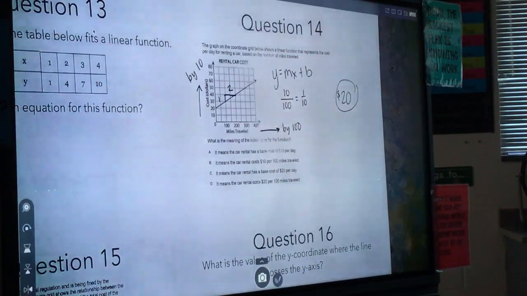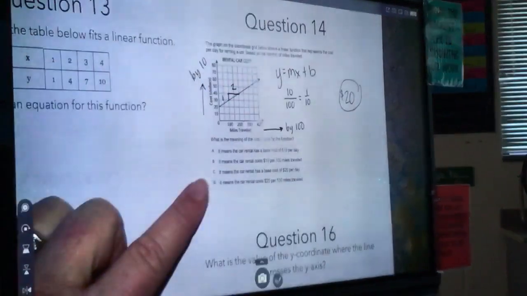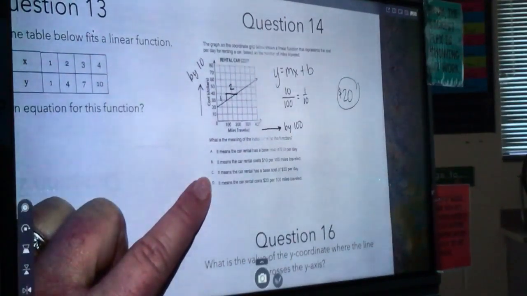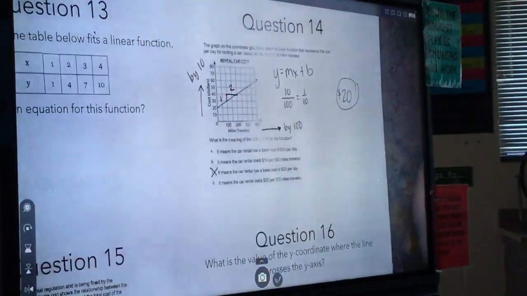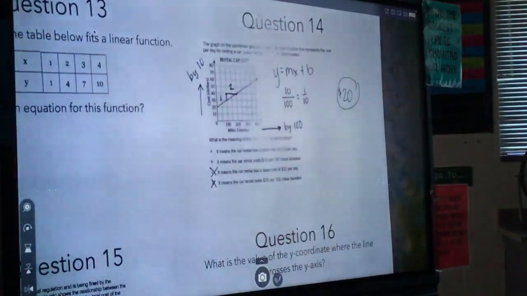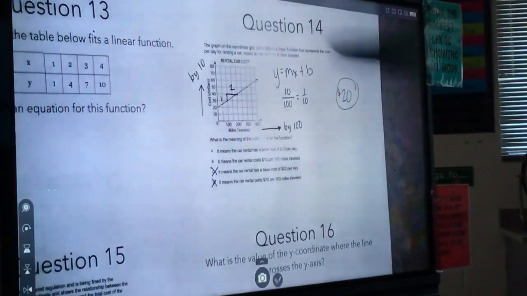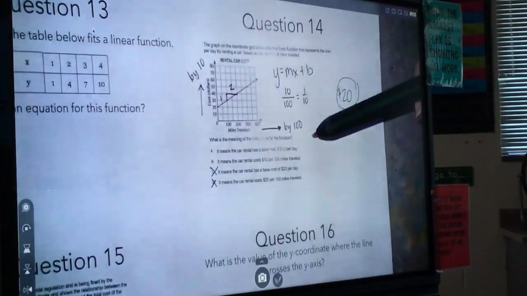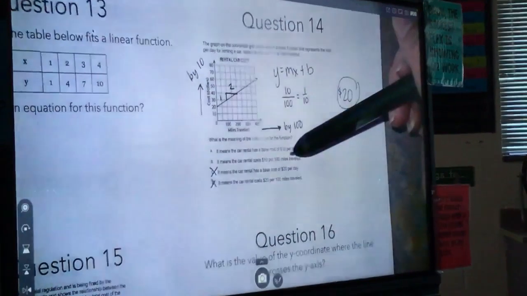Y'all need to listen to the conversations that are being had, because the fact that only one person kind of sort of maybe knows is a little bit of a problem. It means the car rental costs $20 per miles traveled. So which ones do you want to get rid of and say absolutely no way? Nevaeh, what'd you say about this one? There's 10 beneath it, so it can't be per day. So you're saying that's absolutely not even remotely close to being an option. Yeah, D is wrong. All right, so now we're between: it means the car rental has a base cost of $10 per day, or it means the car rental costs $10 per 100 miles.